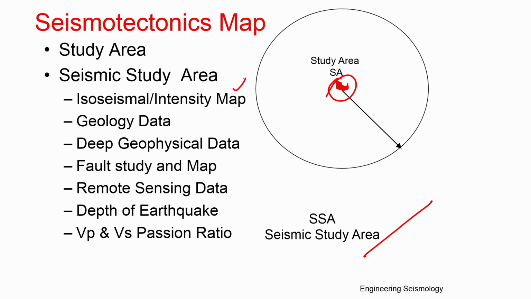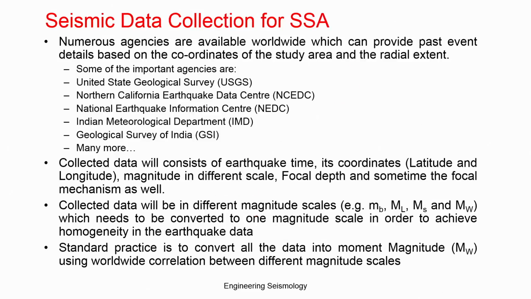So, what information do you collect in the seismic study area? Isoseismal map and intensity map, which decide the radius, geology data, deep geophysical data, fault study map, remote sensing, depth of earthquake, and Vp and Vs Poisson ratio. You compile all this information and generate a map as a seismic source map. Once you have generated that map, the next process is compiling seismic data in the region. This is also part of the seismotectonic map preparation.